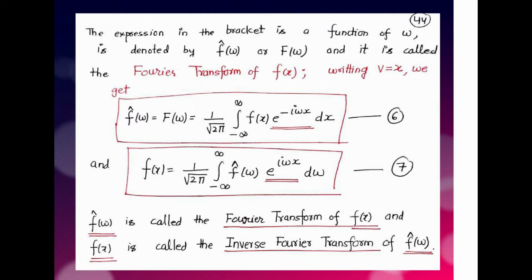So this f cap is the Fourier transform of function f of x, and function f of x is called the inverse Fourier transform of f cap w. Just take care of the sign of the exponential function. In the Fourier transform, we have f of x e raised to power minus iota wx. And in the Fourier integral, it is e raised to power iota wx. See equation number 7.